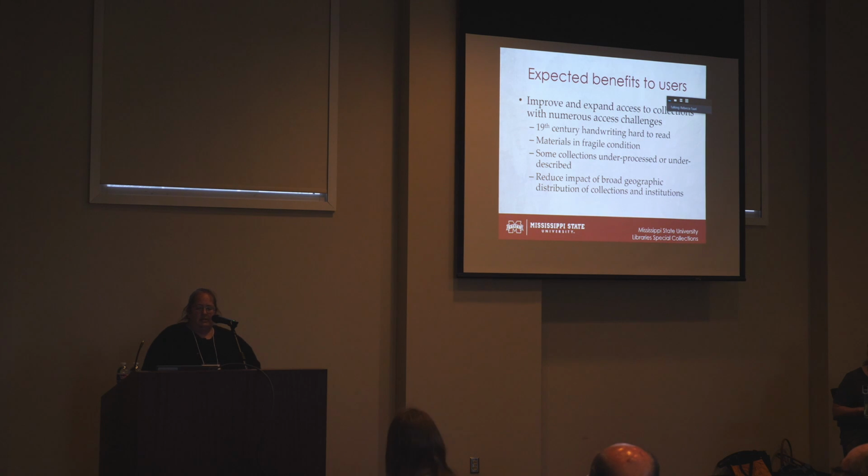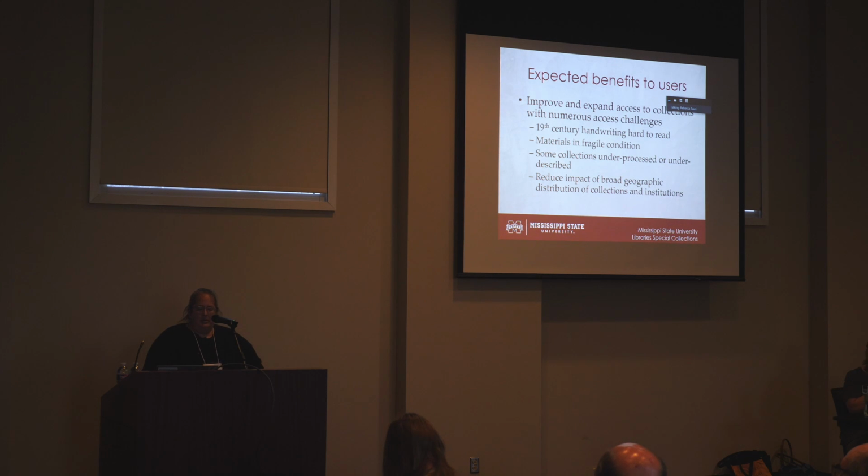Some of the collections are under-processed or under-described. What I have learned, not just through this project, but with previous work on 19th century collections, is that the folders that contain the records of enslaved persons are often labeled business records. So if you are looking for records of enslaved persons, try the business records file before 1865.